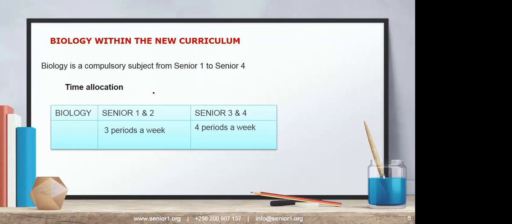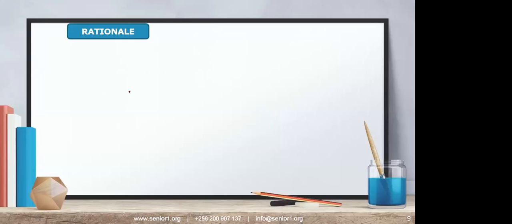Now, the NCDC has allocated periods. When you go back to school in your Senior One, you will be having 3 periods each week. Each week you'll be having 3 periods of biology. And then, as you advance to Senior 3 and Senior 4, you'll be having 4 periods a week. That is the time allocation that has been given to biology.